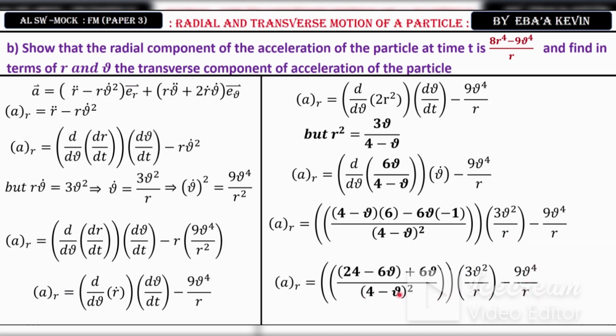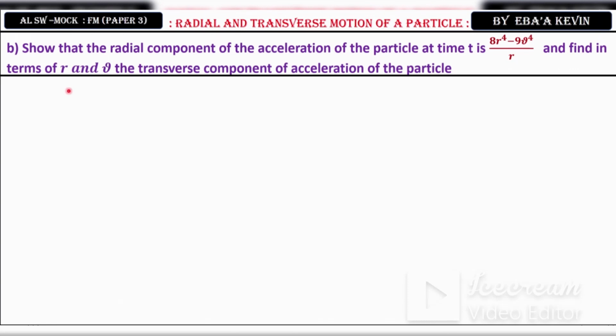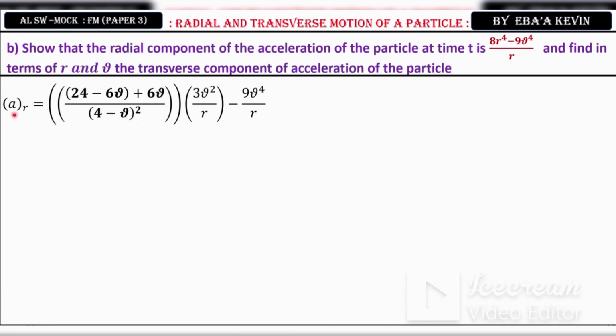Okay, from which we had this expression, that is the radial component of acceleration. The radial component of the acceleration is equal to 24 minus 6 theta, then plus 6 theta divided by 4 minus theta squared, then times 3 theta squared divided by r minus 9 theta raised to the power 4 divided by r. This is what we had for the previous slide.